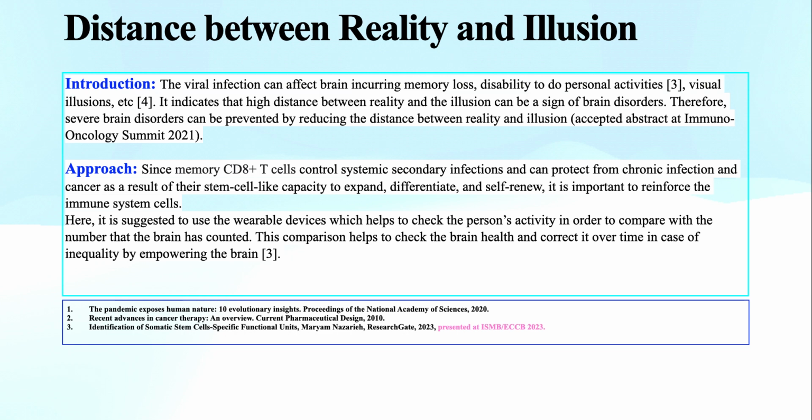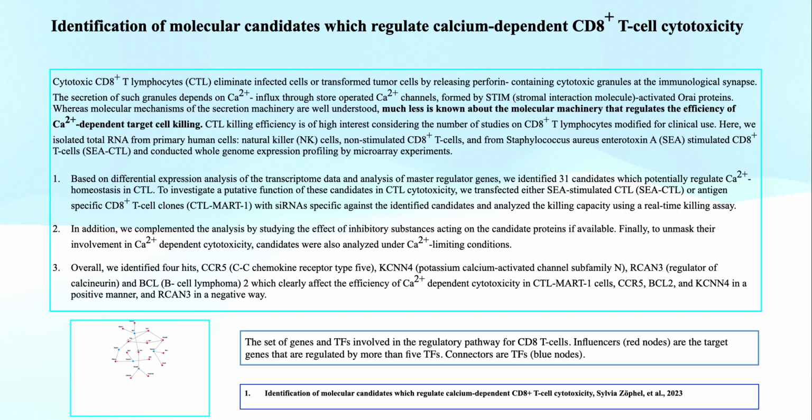Since memory CD8 T cells control systematic secondary infections and can protect from chronic infection and cancer as a result of their stem cell-like capacity to expand, it is important to reinforce the immune system cells. Here it is suggested to use the wearable devices which help to check the person's activity in order to compare with the number that the brain has counted. This comparison helps to check the brain health and correct it over time in case of inequality by empowering the brain.